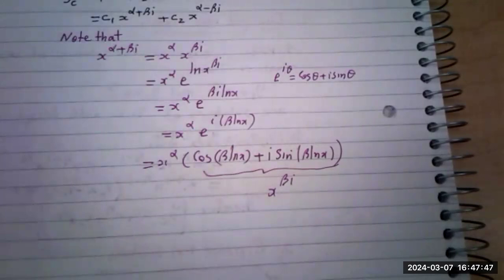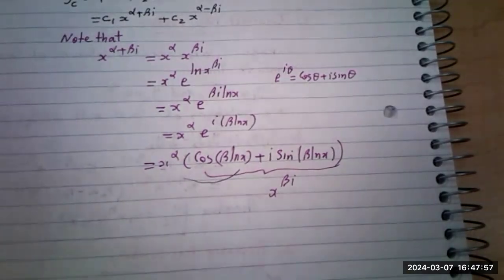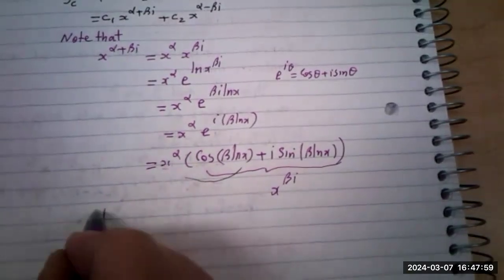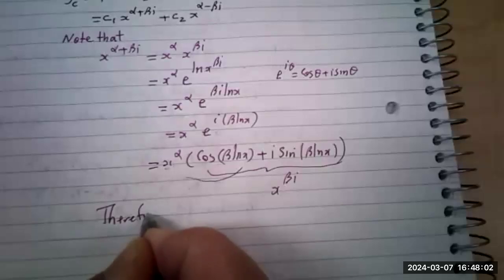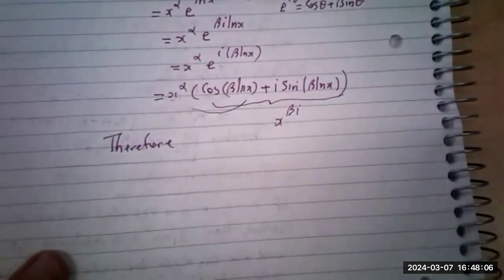The second one would have only a negative sign extra. That negative sign would be embedded in the constant. So basically, this means the particular solution that you're going to have. The conclusion is going to be that, therefore, this is the way you're going to have it.